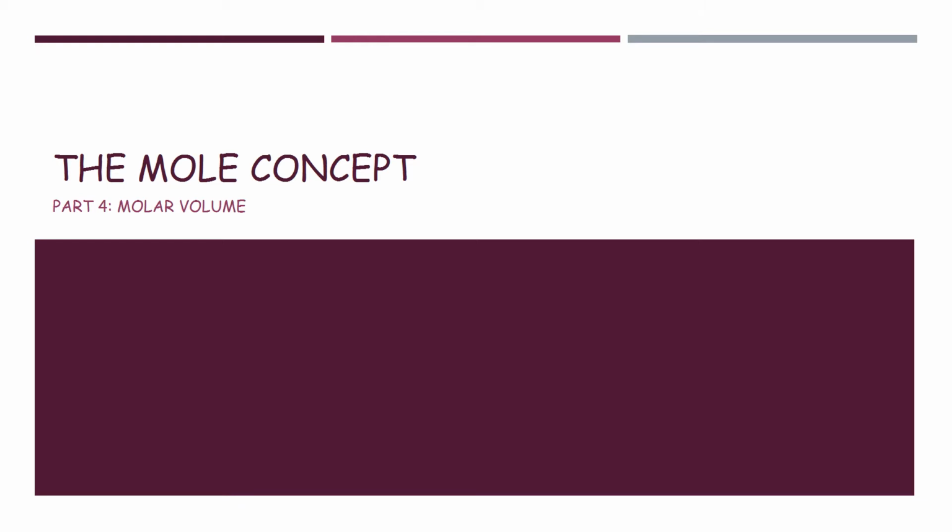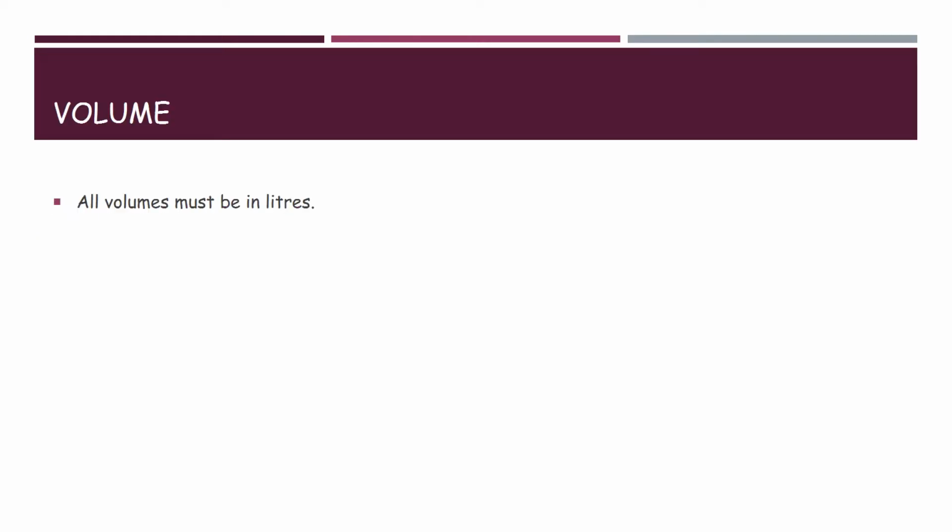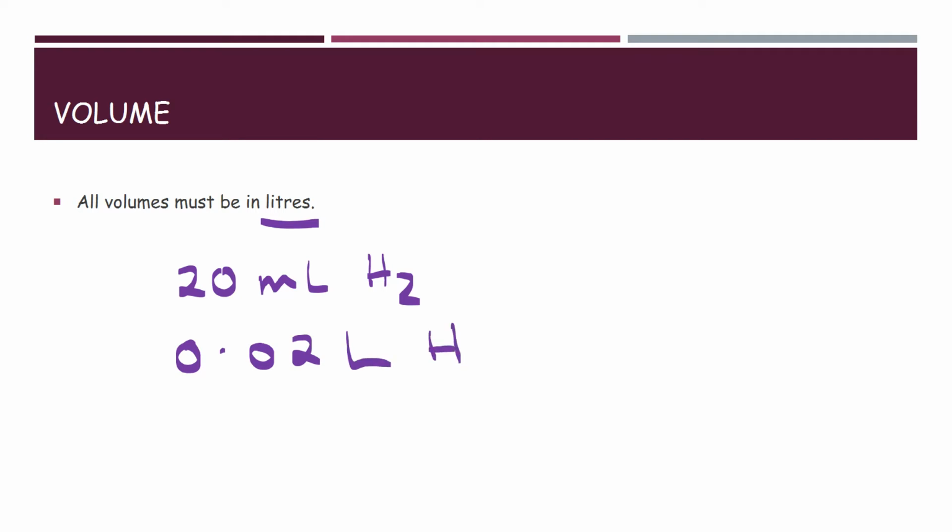In this video, we're going to be looking at how to calculate the mole from a volume of gas at STP. When doing any calculations in chemistry, all volumes must be in litres. This includes when calculating volumes from solution and volumes of gases. So if you were given a question that said you had 20 ml of hydrogen gas, you would need to automatically convert it to litres, so it would be 0.02 litres of hydrogen gas.